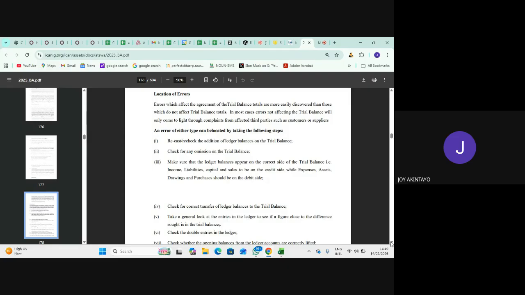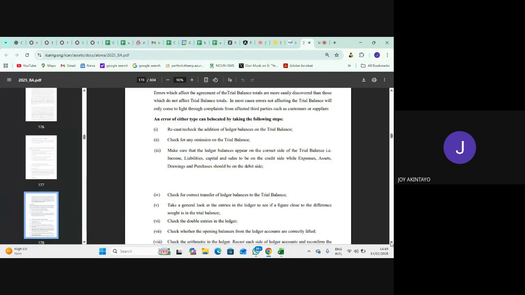Another thing is check the double entries in your ledger. You check the double entries you've applied in your ledger. Look at your entries in your ledger. Then the next thing is what? Check whether the opening balances in your ledger are correctly lifted. Look for your opening entries to see if what you lifted are actually correct. Are we together?